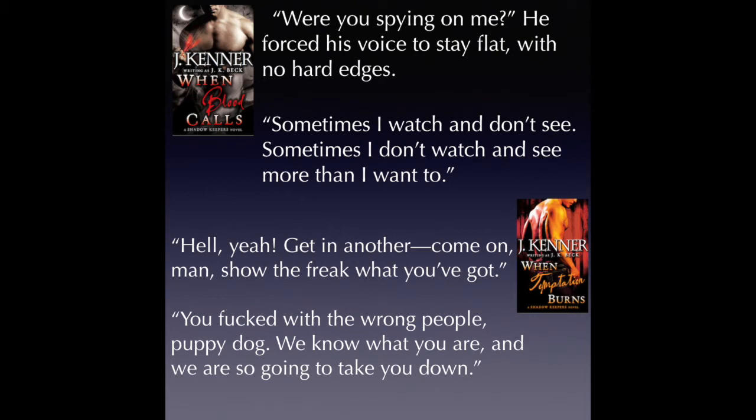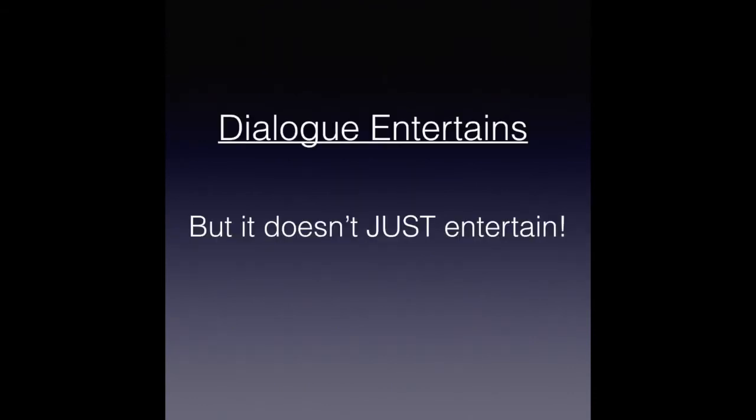Also, we have exposition here. So if you can parse it out, we know it's a paranormal from the fact of the book. Freak and puppy dog are clues that they're attacking a werewolf. And maybe you get it and maybe you don't, but that doesn't matter. It's going to be revealed later in the story, and it makes the dialogue more authentic. No one in that world is going to say, he's a werewolf, so we need to beat him up. But the dialogue makes sense and gives the reader clues.